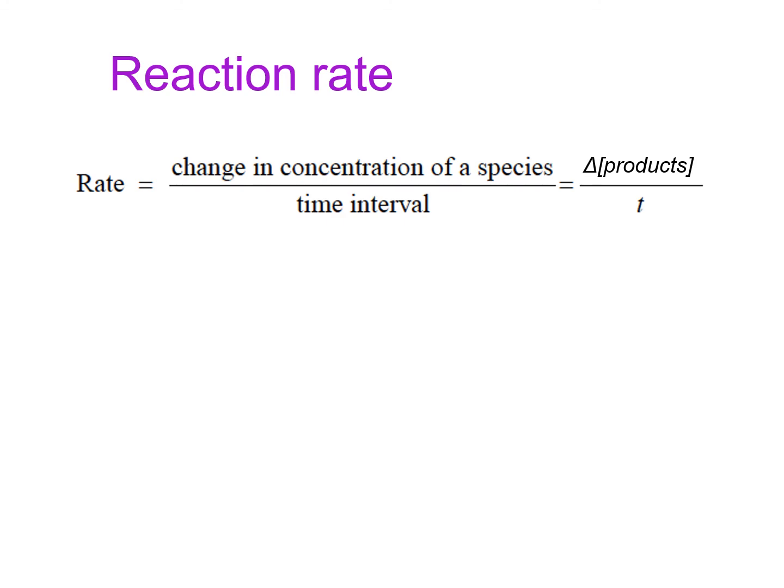So let's go back to the reaction rate, right? The rate is the change in concentration of a species in a certain amount of time. So for example, we could measure the change in the concentration of the products over time. Let's just remember that whenever we see a formula in between square brackets, that means that's a molarity. So that's a molar concentration of that species.